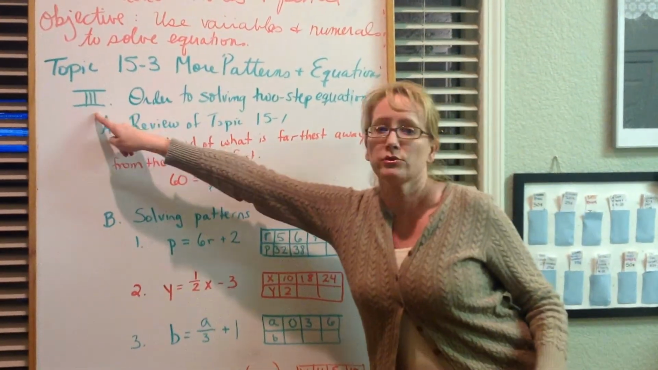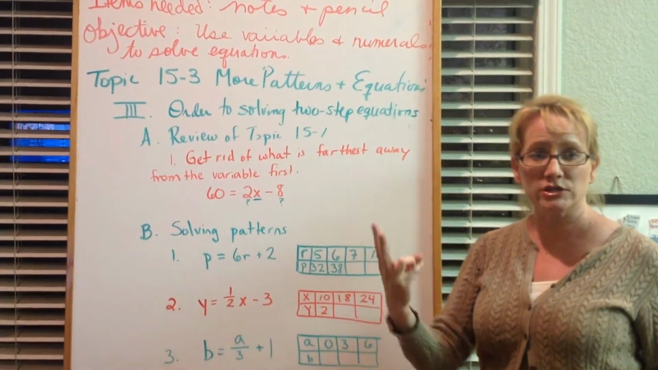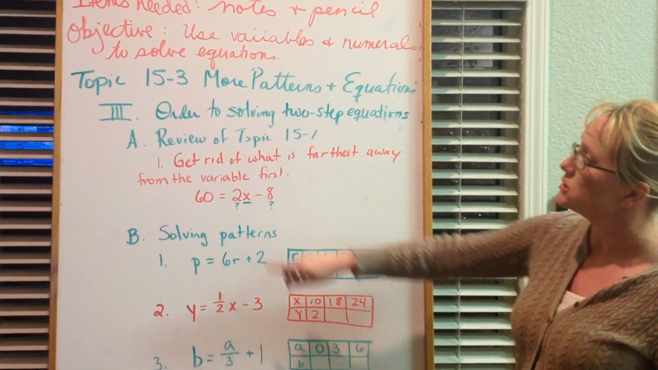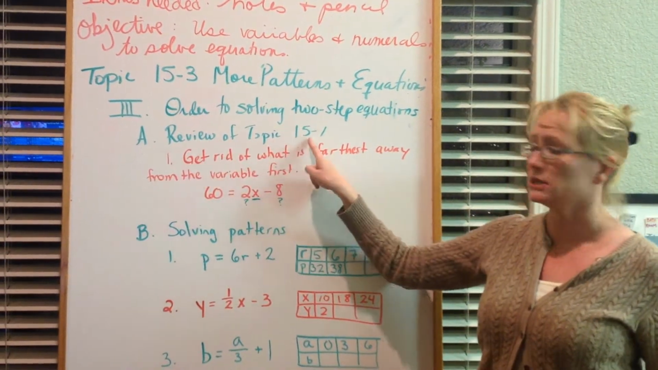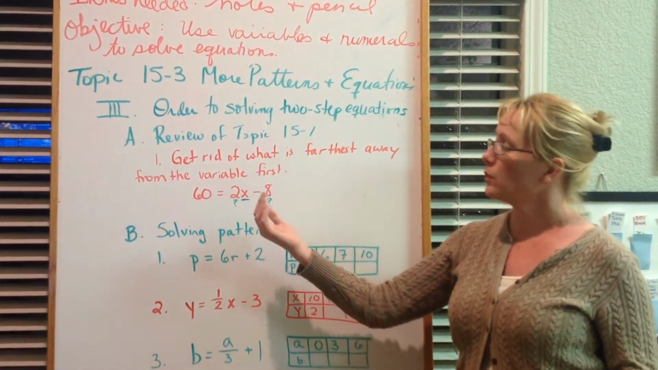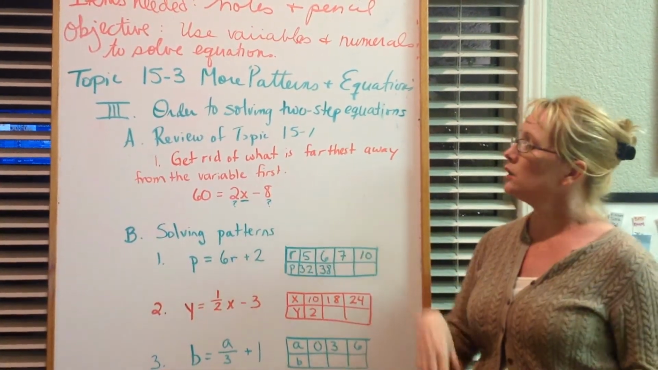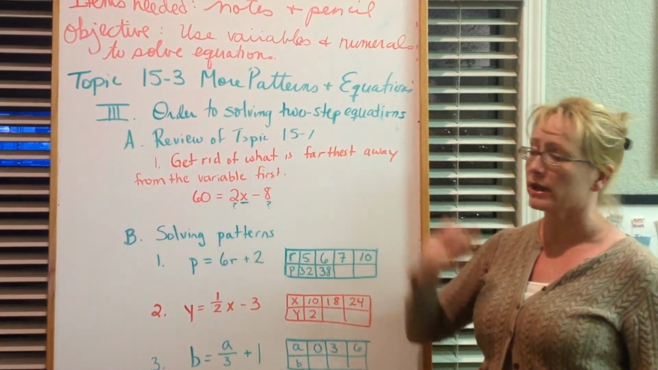So you can use Roman numeral 3, and we need to understand the order to solving two-step equations. We did that a couple days ago. So in order to do that, we first have to review topic 15.1, which we did a couple days ago. We need to remember when we have two-step equations, like this one is, 2 steps in order to solve, we need to get rid of what is farthest away from the variable first.